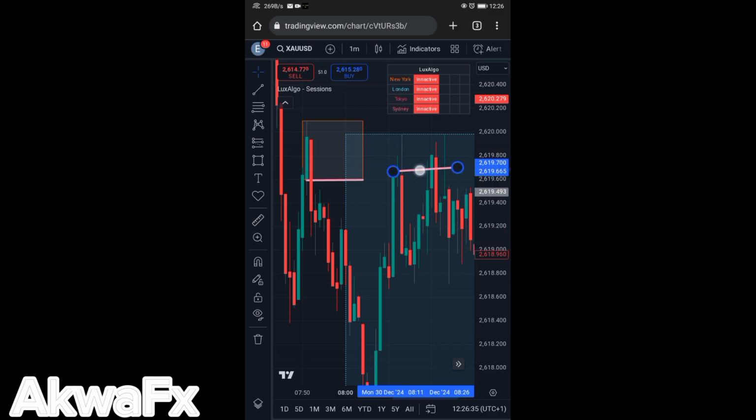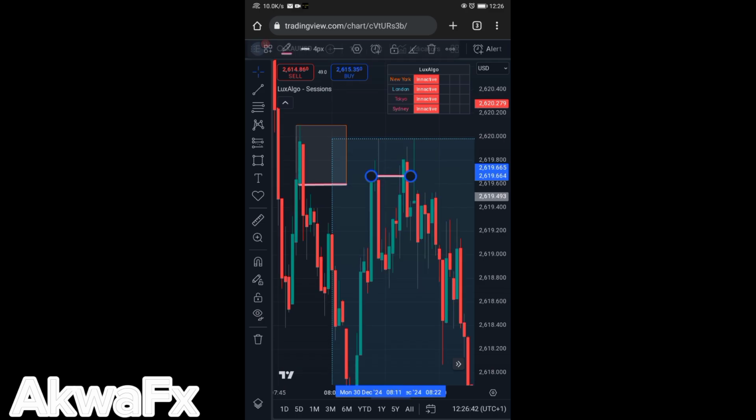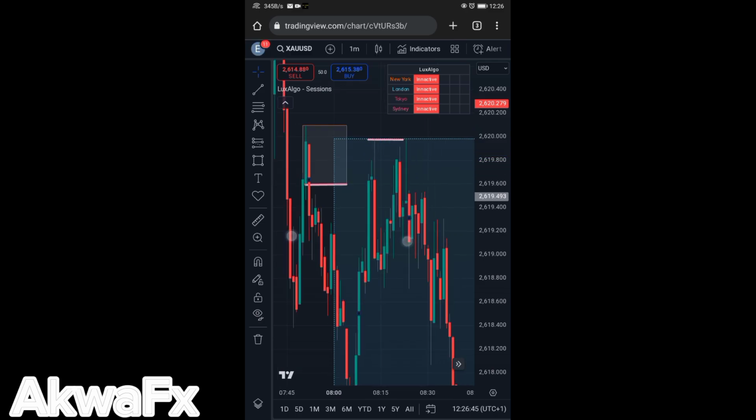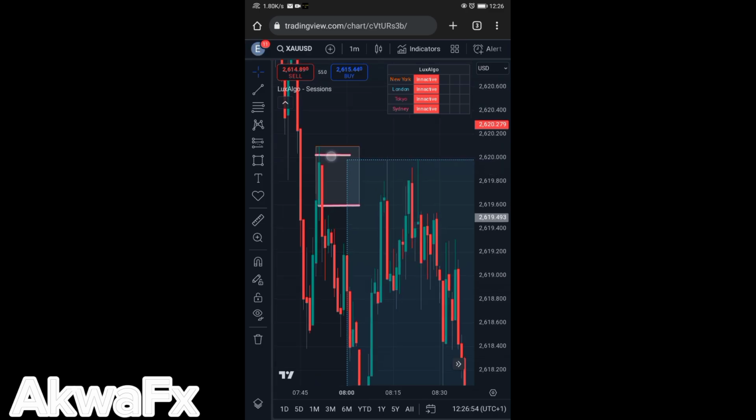So at this point was where I placed the trade at the wick of this candle, and my stop loss was right here. I didn't expect the market to come back again to that wick, so my stop loss was right here. I forgot about this one that I marked entirely.